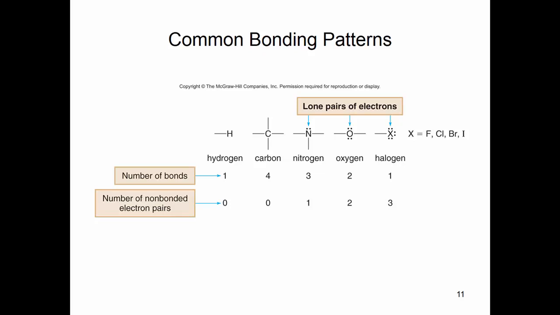This is just a reminder of the common bonding patterns mentioned in the previous video. Hydrogen always wants to make one bond, carbon 4, nitrogen 3 with a lone pair, oxygen 2 with 2 lone pairs, and halogens 1 with 3 lone pairs. And this is because this is how they will fill their octet. So if you need to print this and have it with you as sort of a little cheat sheet, by all means do, because this can really help.